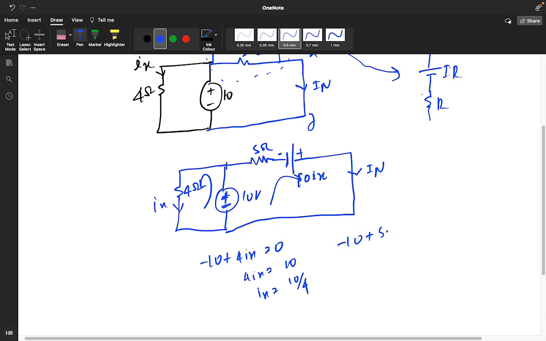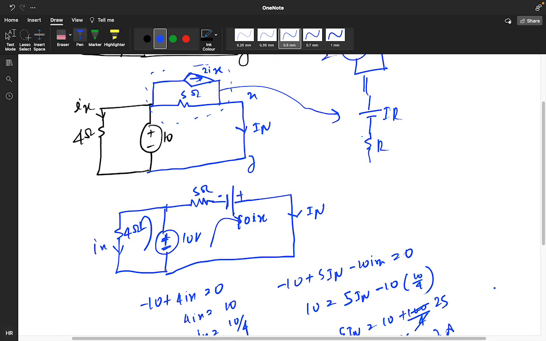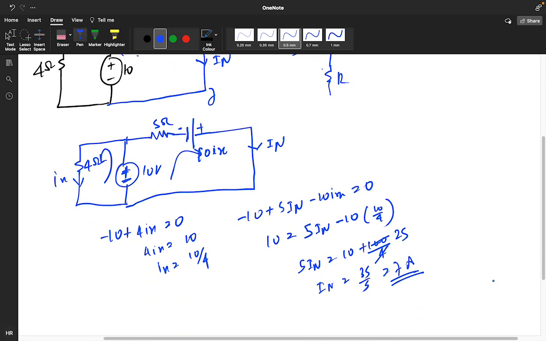Minus 10 plus 5 IN minus 10 Ix is equal to 0. So 10 is equal to 5 IN minus 10. The value of Ix you got is 10 upon 4. So if you solve this, 5 IN will be 10 plus 100 by 4, which is 25 only. So the IN value will be 35 by 5, that is 7 ampere. So we got the value of 7 ampere.